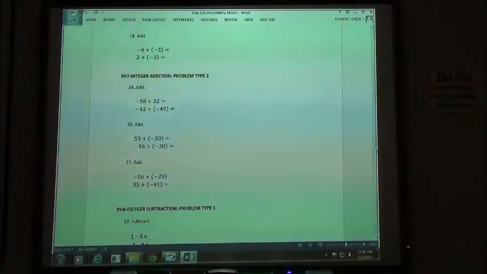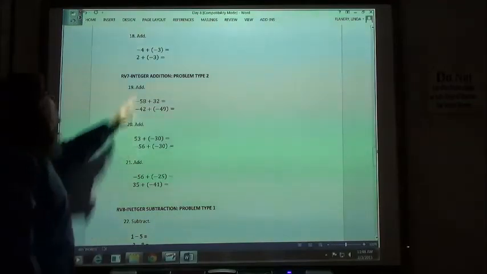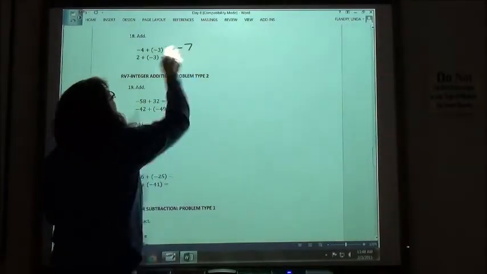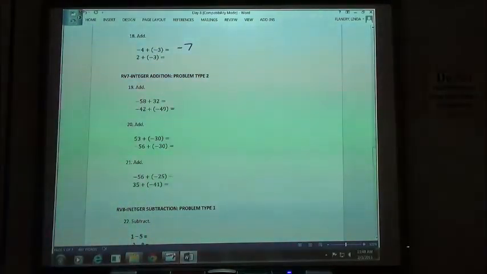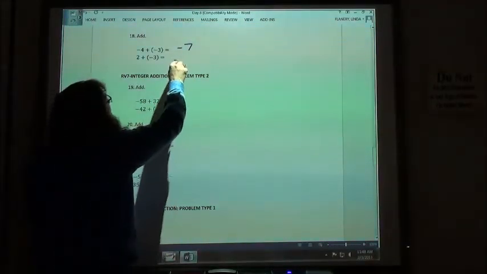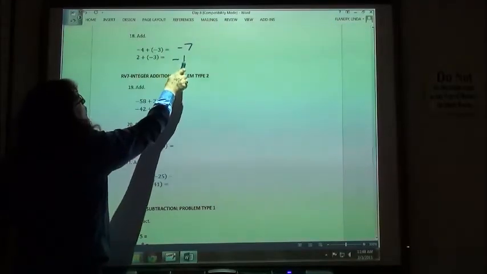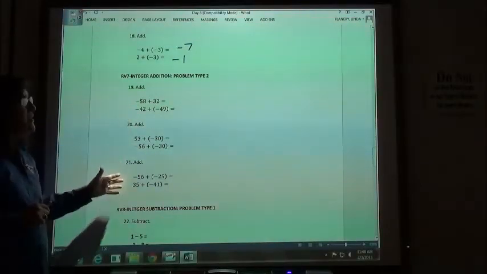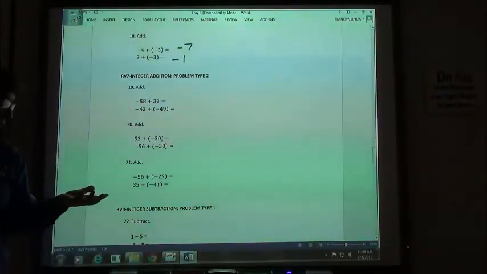So number 18, we have negative 4 plus negative 3. They're both negative. I add and keep the sign, so negative 7 hopefully is what you came up with for an answer. Then we had 2 plus negative 3. My signs are opposite. I subtract and take the sign of the bigger number. 3 minus 2 is 1. The bigger one is negative, so negative 1 hopefully is what you came up with for an answer. Now when we do 19, 20, and 21, you're doing the same rules. They just have bigger numbers to work with.